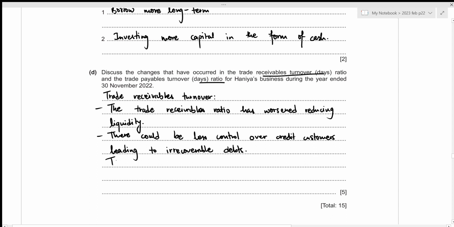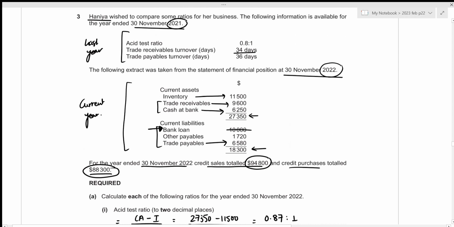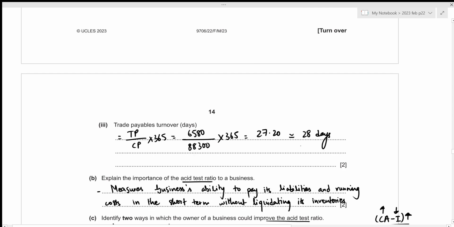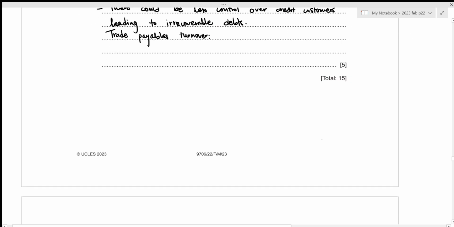Let's talk about trade payables turnover. Let's have a look above. The previous ratio was 36 days, whereas the new ratio is 28 days. So the number of days has decreased, and since we're talking about trade payables turnover days, this just means that the number of days in which we repay our supplier has now decreased. So we're repaying faster than we used to before, which again means that the ratio has improved, which will reduce the liquidity of the business.